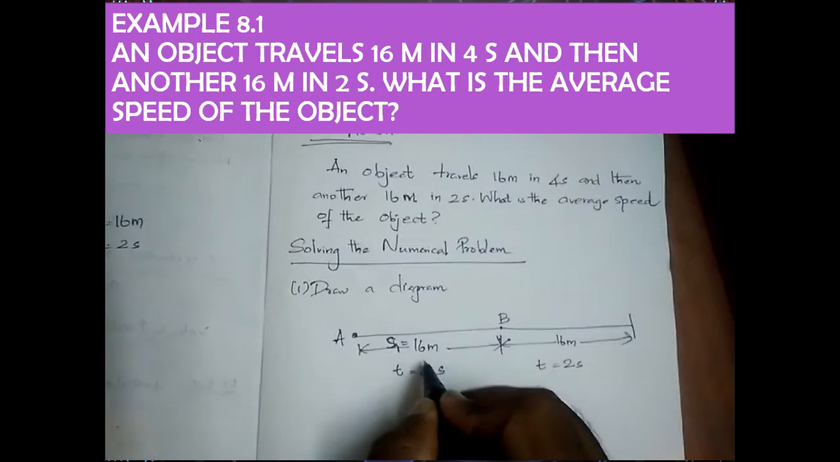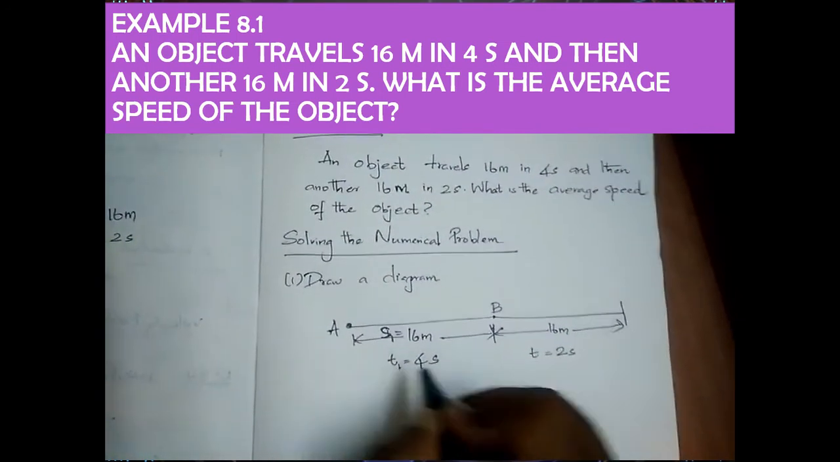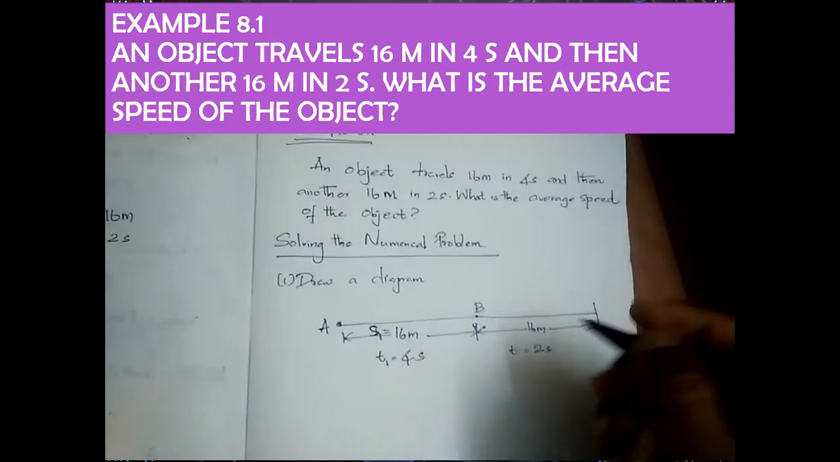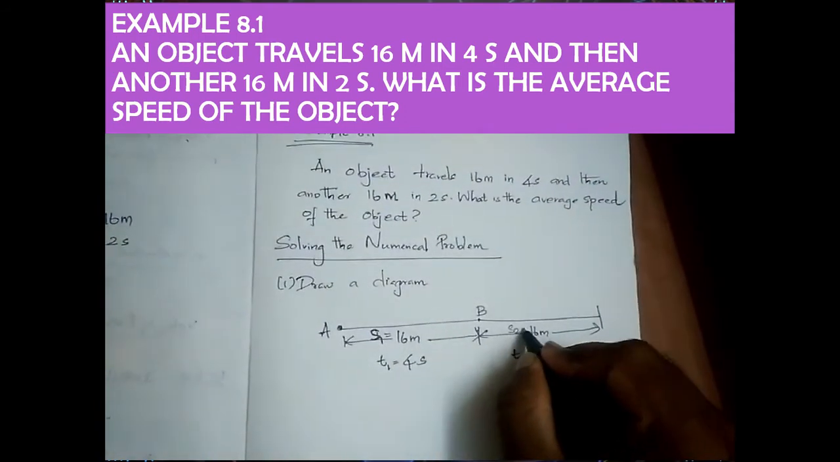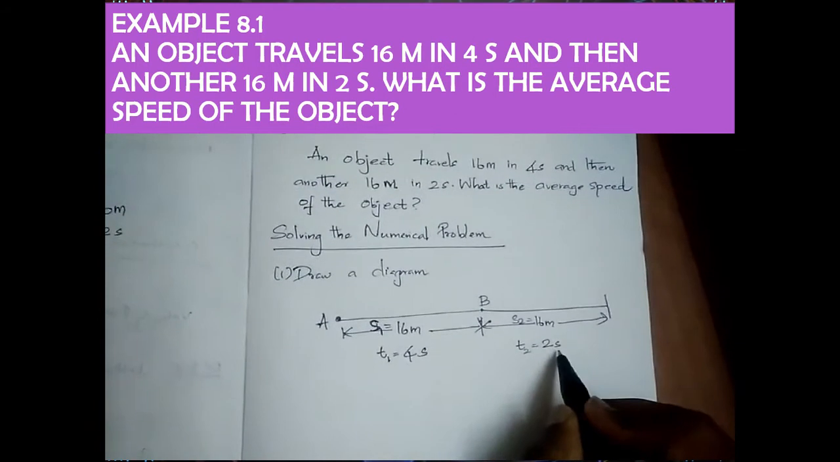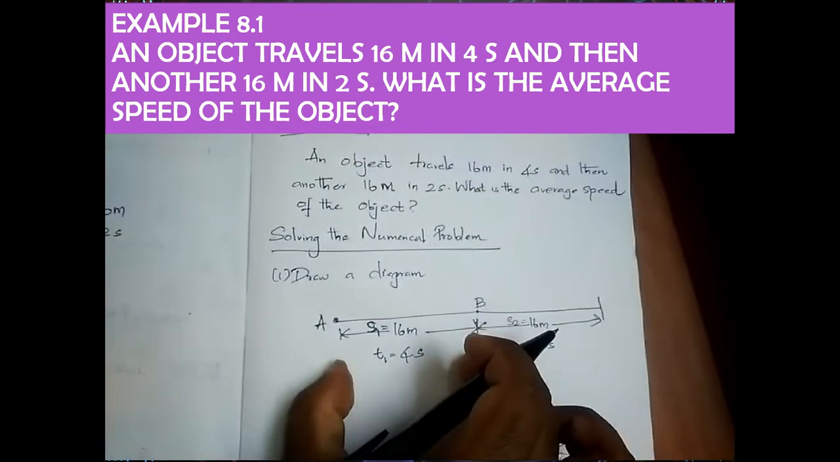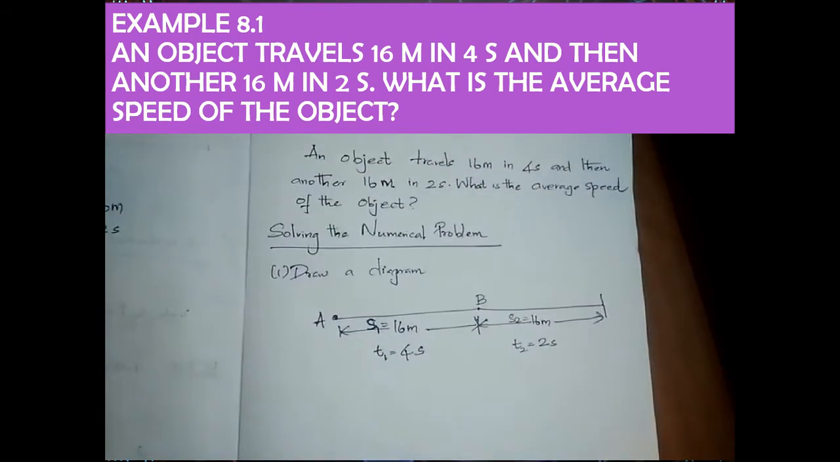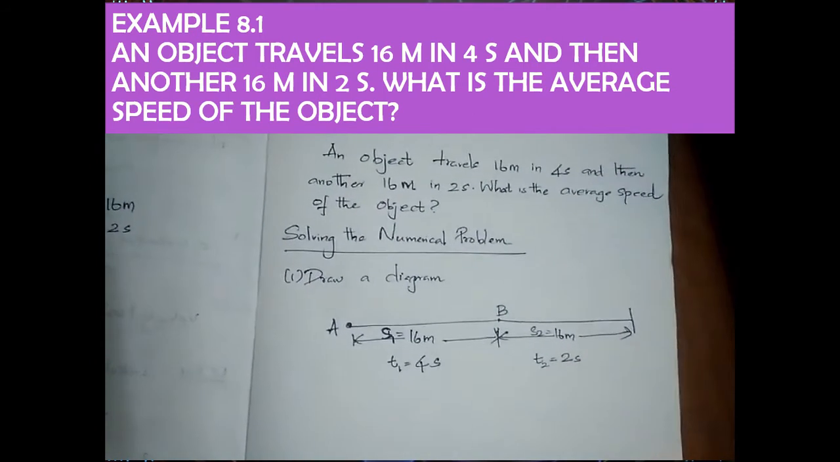Now, the first distance be S1 and the first time be T1, and the second distance covered be S2 and the second time taken be T2. That's it. We have almost solved the problem. It's very clear.